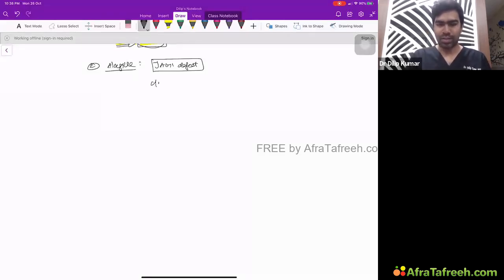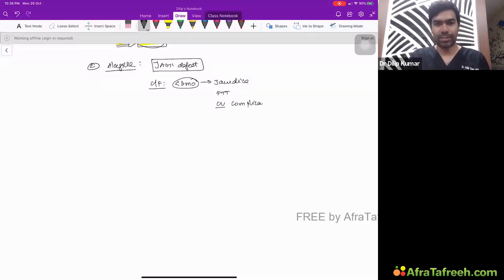Clinical feature-wise, they will be presenting within 6 months of age. Within 6 months, they will present typically with jaundice, failure to thrive, and they'll be having some cardiovascular complications, like some congenital cardiovascular defects. So most common, this is one of the PG questions, most common cardiovascular complication in patients with Alagille syndrome is pulmonic stenosis, primary pulmonic stenosis.